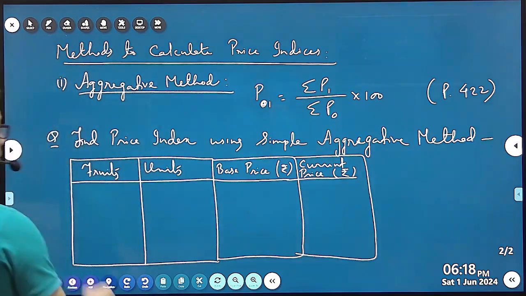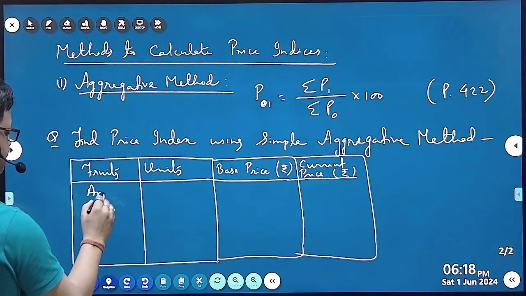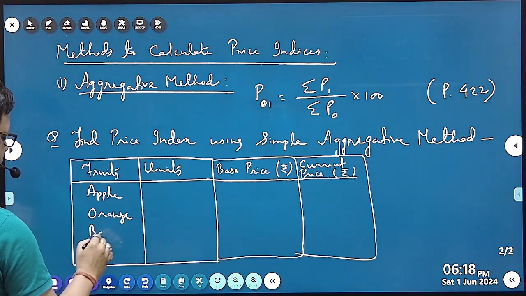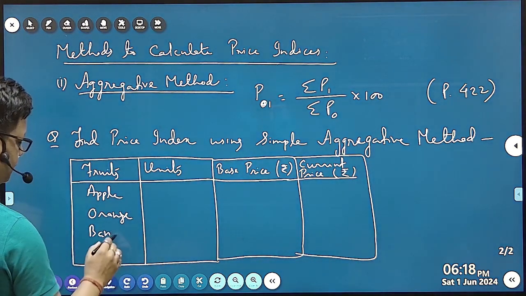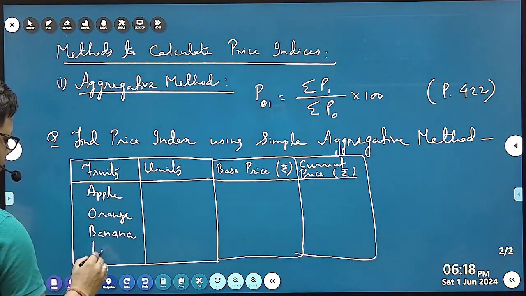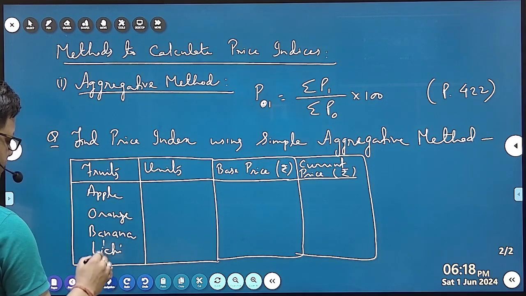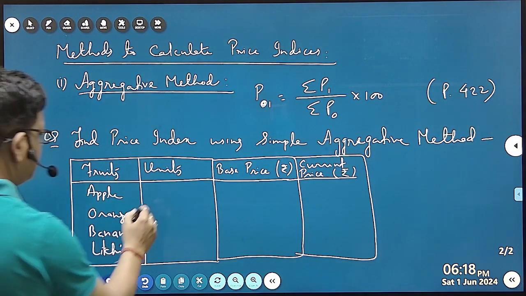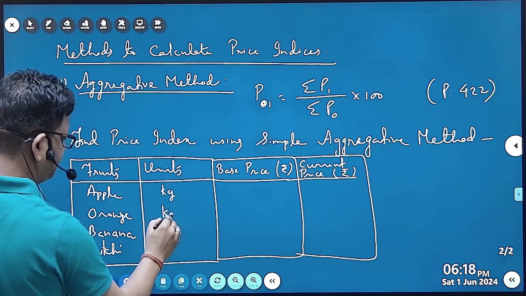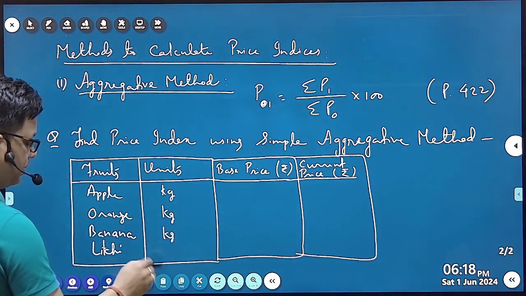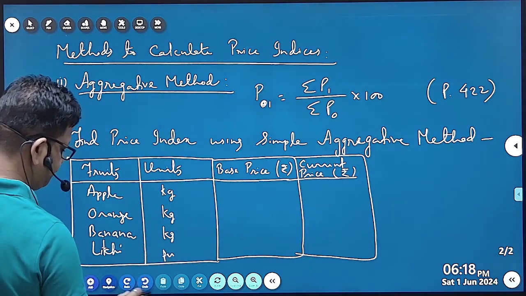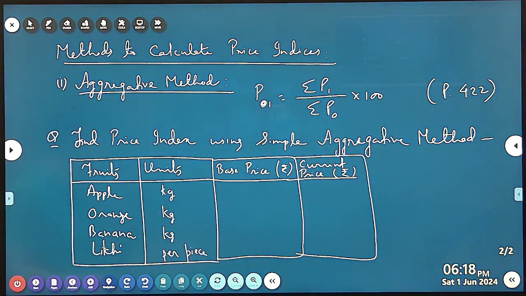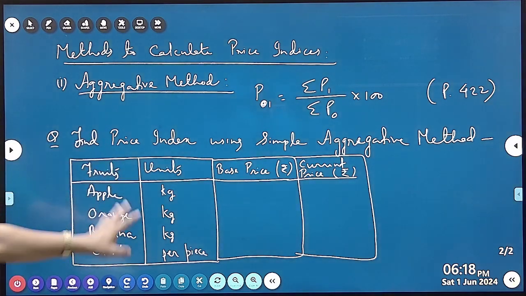Now, some different sort of fruits, suppose apple, orange, lychee, etc. Now, we have some fruits whose units all come in kg only. Yes or no? Here lychee might come per piece also, so it is per piece. Done? Now, the base price will be given as per the quantity.